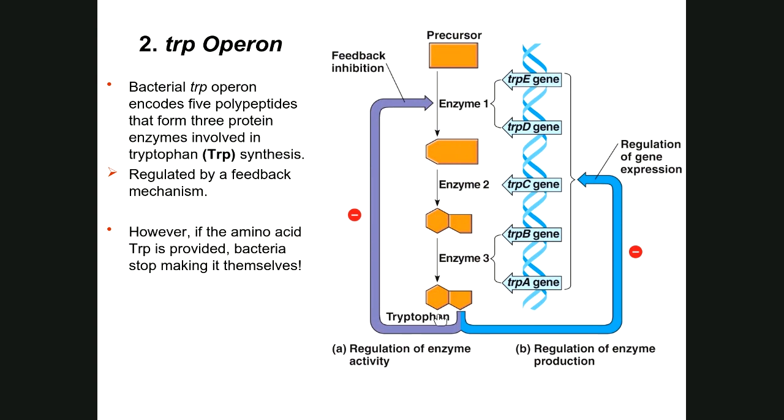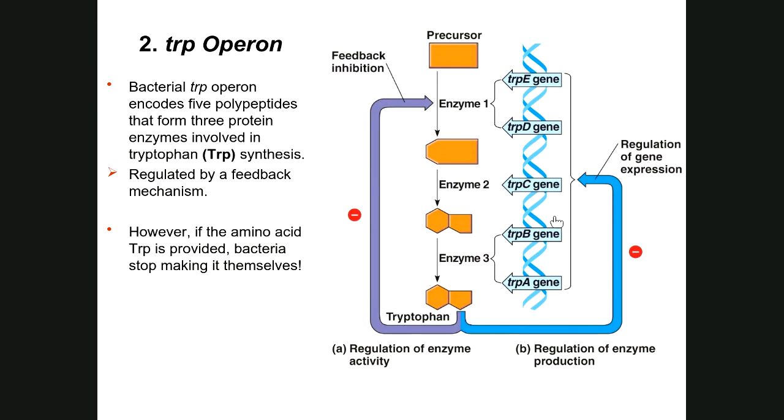But what eventually happens is that the cell either will make enough tryptophan to where it doesn't need to make any more, or let's say suddenly in the surrounding environment, tryptophan is available for the bacteria, so it doesn't need to keep making it. In either case, when tryptophan levels get too high within the cell, that excess tryptophan will feed back in a negative manner. So the feedback mechanism is specifically negative feedback.